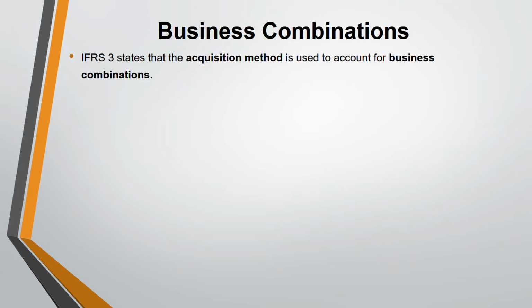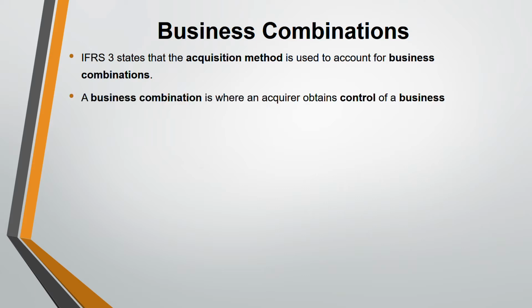So let's start with the business combination. What is a business combination? IFRS 3 states that the acquisition method is used to account for a business combination. A business combination is where the acquirer obtains control of a business. You have acquired something and you are obtaining control of that.